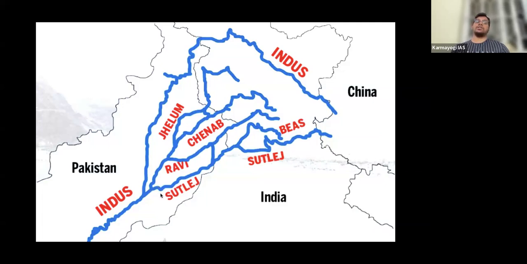This was a question asked in the 2021 prelims. So Chenab becomes a tributary of Sutlej, and Sutlej joins into the Indus River, right? So here, if you talk about Beas, it originates as well as joins Sutlej within India. So Beas River is completely within Indian territory.